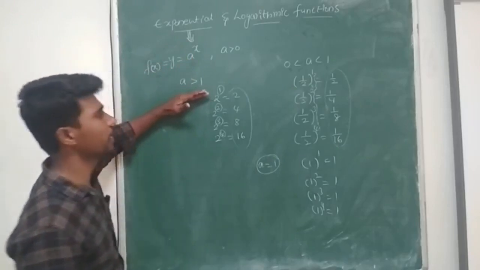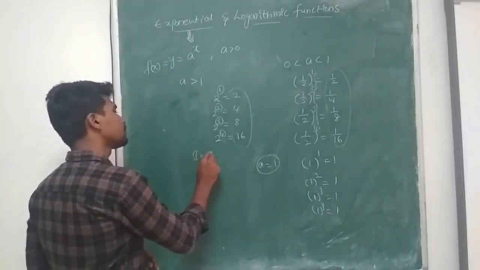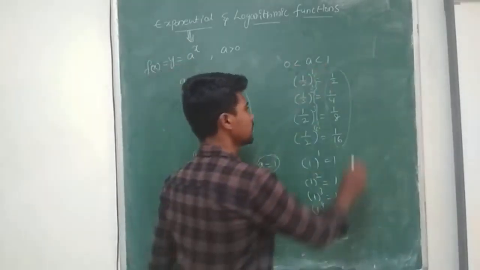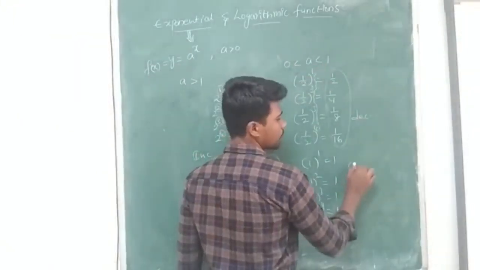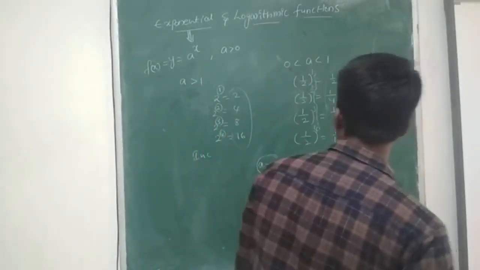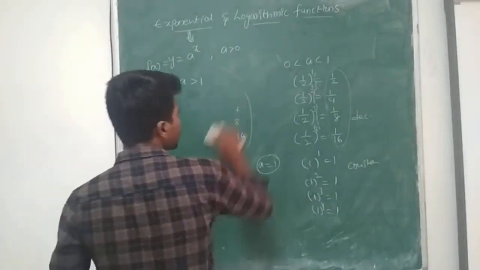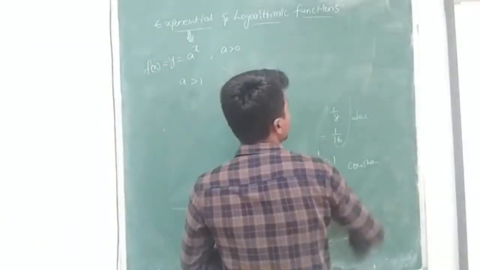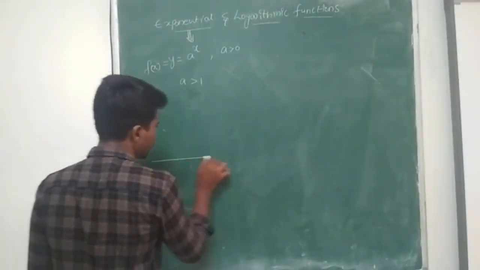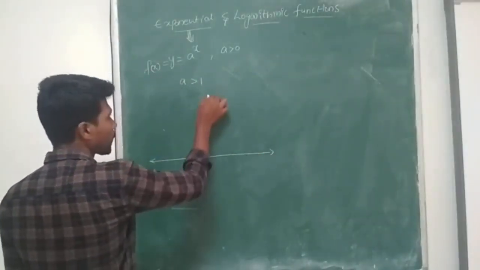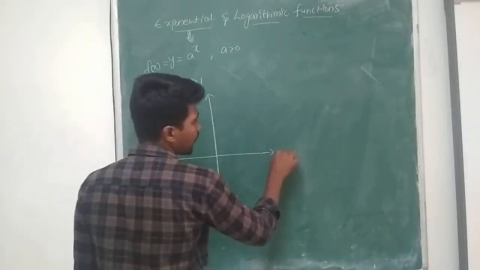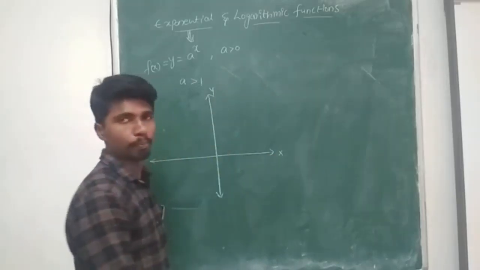For a value more than 1, it acts as an increasing function. If the value of a lies between 0 and 1, it acts as a decreasing function. And this one is a constant function. Let me draw graphs of these particular things. See, if I take a as greater than 1, right? This stands for the x-axis and this one the y-axis.